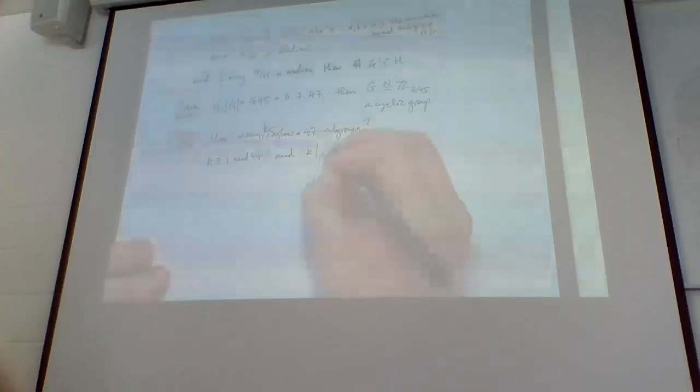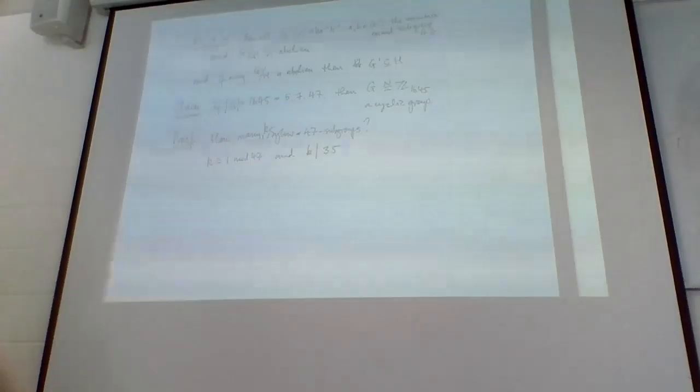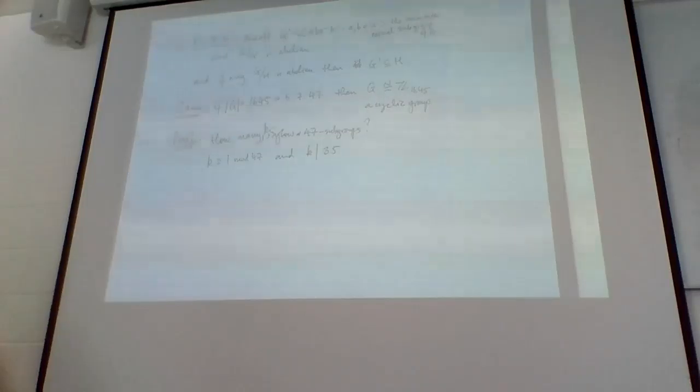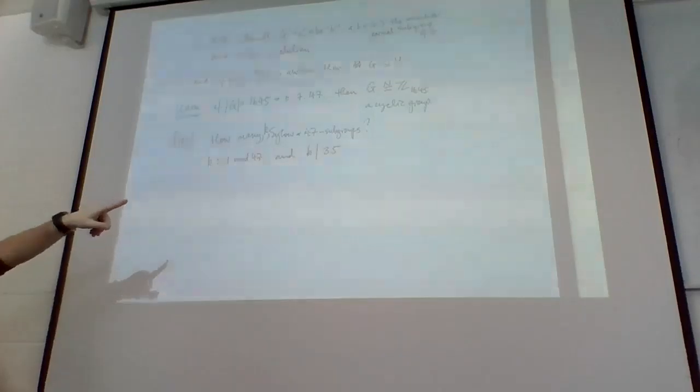So how many of these? Let's say k is the count of these. k must be congruent to 1 modulo 47, and k must divide the size of G, but really it must divide the other factors, 5 times 7. So k must divide 35. Which numbers congruent to 1 mod 47 divide 35? Well, only 1. The other option, 48, is already too big to divide 35.